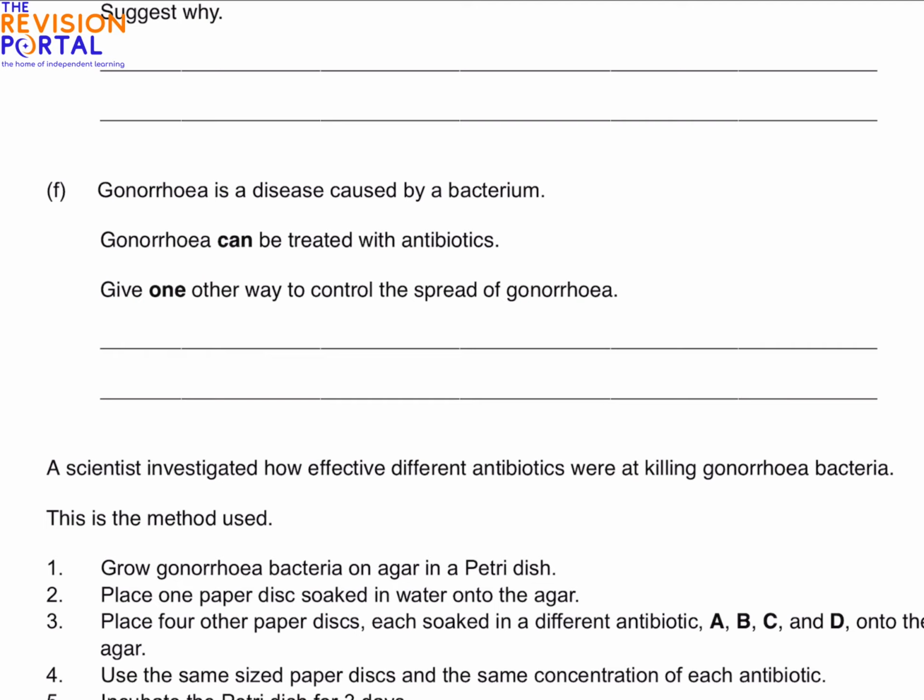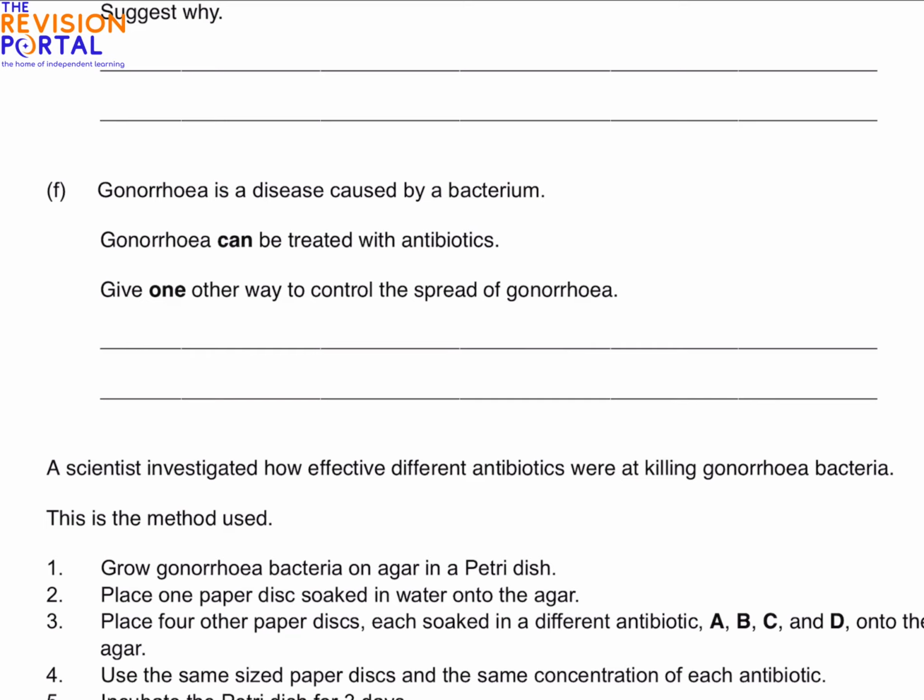The question is, gonorrhea is a disease caused by a bacterium. Gonorrhea can be treated with antibiotics. Give one other way to control the spread of gonorrhea. This is a 1-mark question. And students went wrong in several ways. Some mentioned antibiotics, which was already included in the question, and some didn't realise that gonorrhea is actually sexually transmitted, and therefore washing your hands or covering your mouth when coughing weren't acceptable answers.